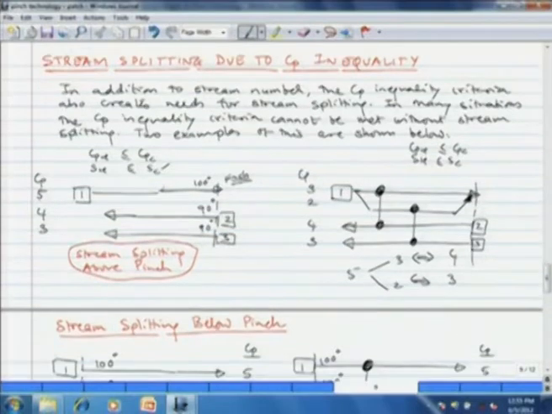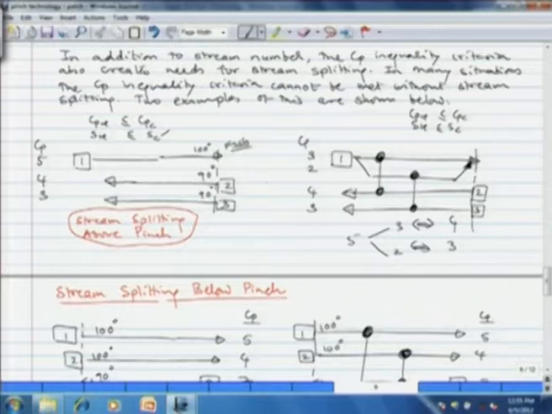Now what do we do? The solution to this problem is that we split stream 1 into 2 parallel streams, and the split streams have Cp values of 3 and 2. So Cp value 5 is split into 2 branches with Cp 3 and 2, and now these 2 branches are matched with streams 2 and 3, because the first branch with Cp equal to 3 is matched with stream 2 with Cp equal to 4.